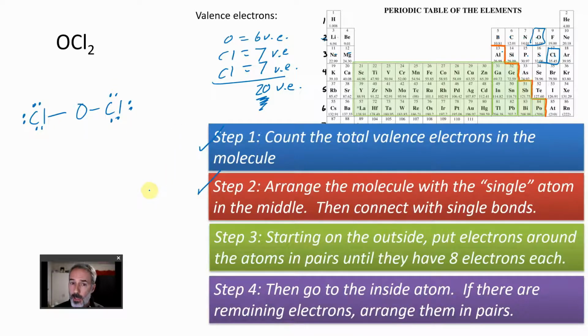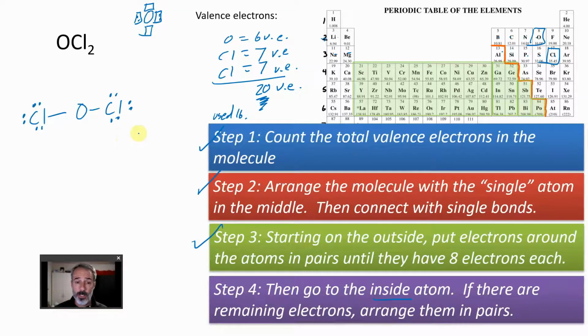How many do we have left if we've used 16? We have 4 left. Now we get to go to the inside and make sure it has a satisfied octet. It has 8 electrons. Let's see, right now, before I do anything, how many electrons does the oxygen have? It has 4, 2 there and 2 there. Remember, it's as if its electron dot model has electrons on this side and this side, but not on top and bottom. So it only has 4.